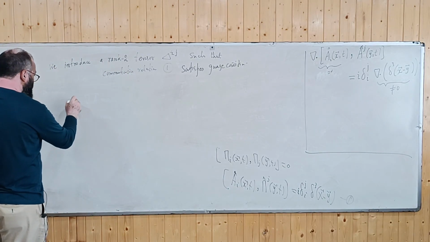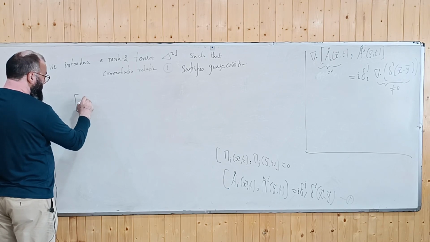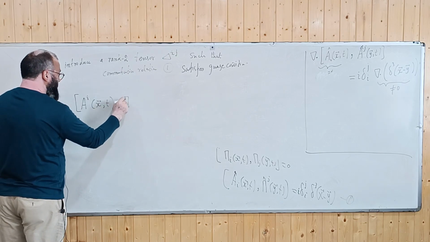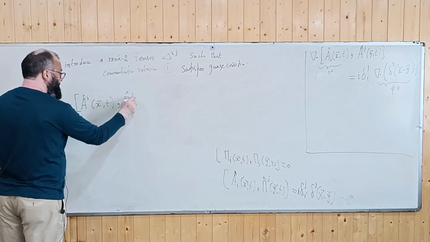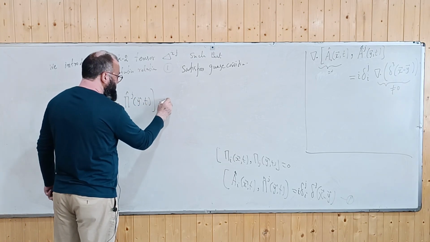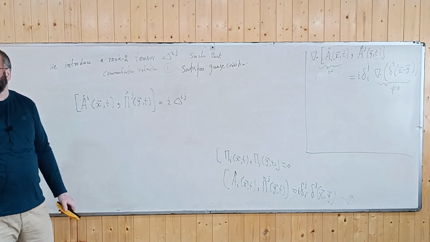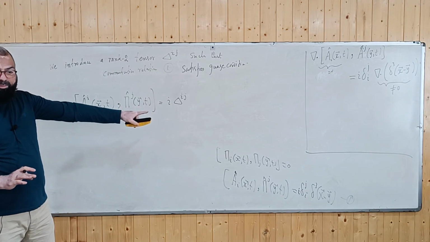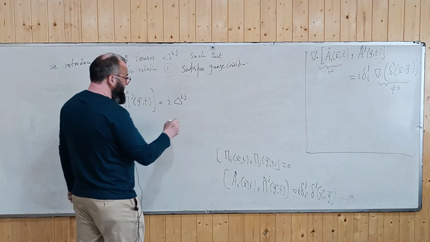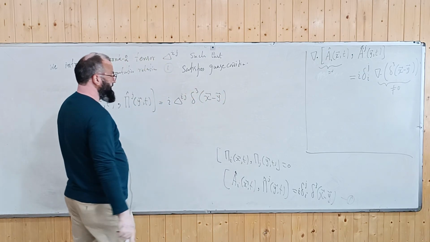What I will write, so let me write this: A_i(x,t), then pi_j(y,t), I will write this as i times this delta ij. Instead of that Kronecker delta, I will introduce what? A new delta. In a moment we'll see what should be its form. Then delta 3 of x minus y, like this.